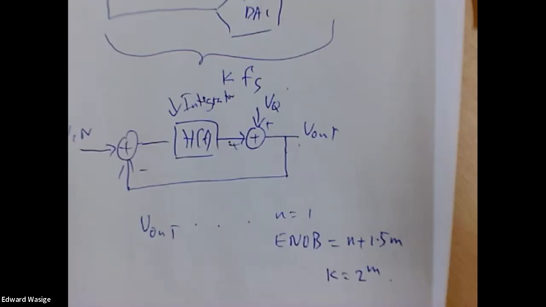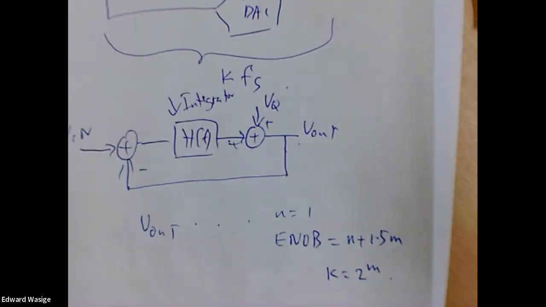So to construct 16 bits, we choose n is equal to 1. We choose m is equal to 10, and we'll have our 16 bits. And that works in real life.